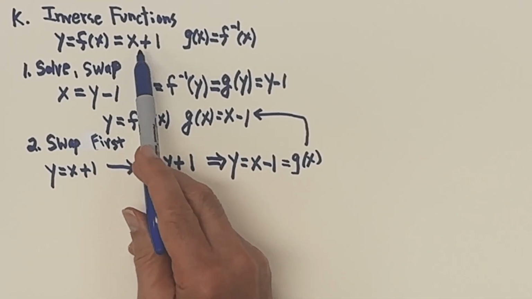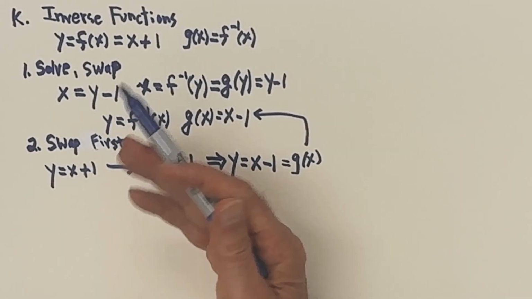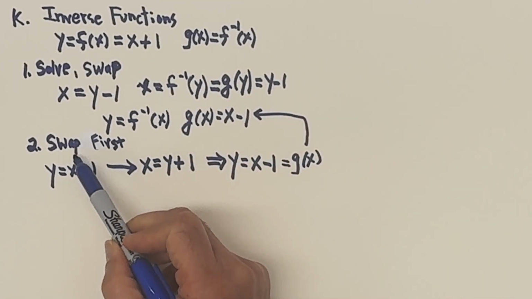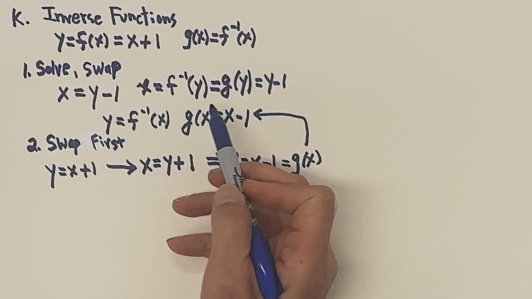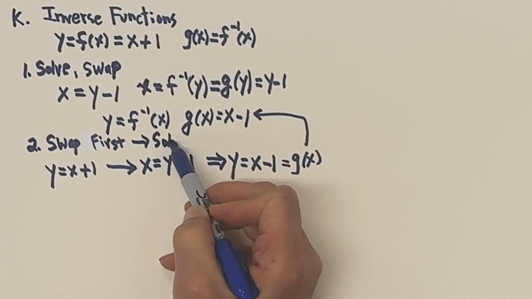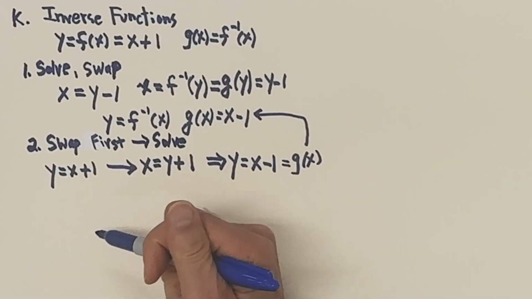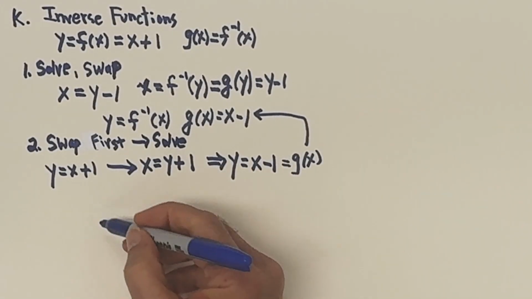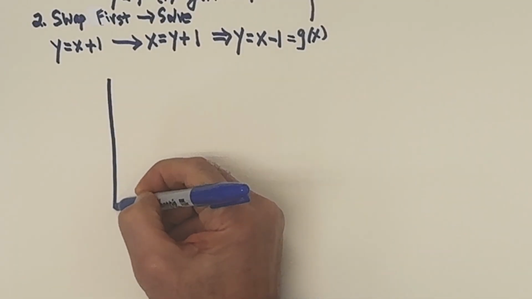So whatever preference you like, you see them both ways when you look at texts. We can solve for x first. x is y minus 1, and then we swap the variables. Or we can rename them first and then solve. So you swap first and then you solve. And in this case, you solve first, then you swap. Okay, so now we're able to graph these on the same plot.